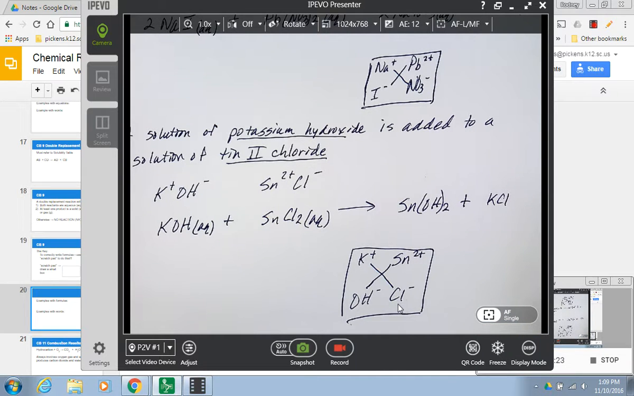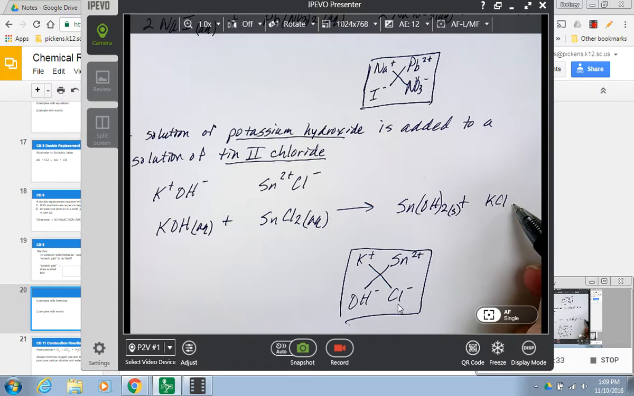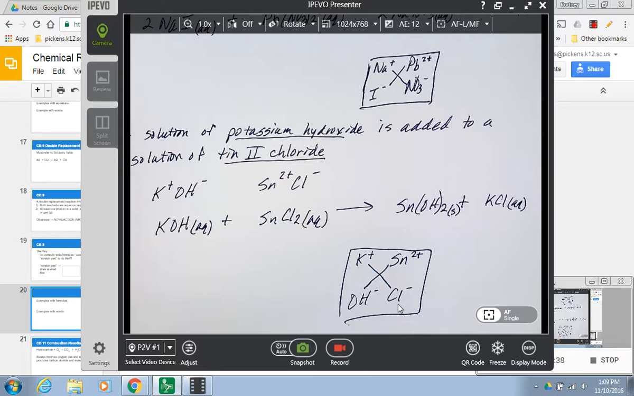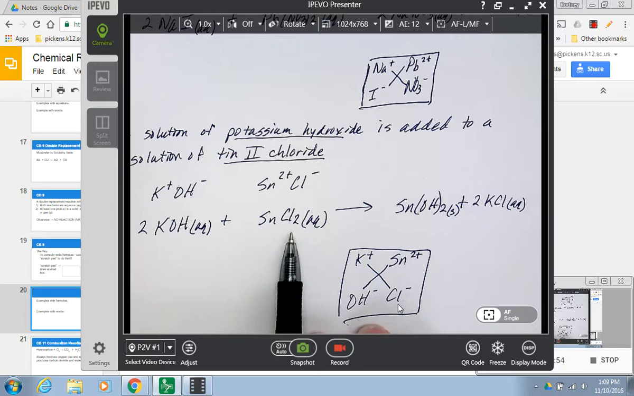All right, so we check our solubilities here, and we find that tin-2 hydroxide is insoluble. So we put an S right beside that one, and we find that potassium chloride is soluble, so this reaction will occur. Then we need to make sure that it is balanced. We need to put a 2 in front of the KOH, so we can get 2 OHs, and we need to put a 2 in front of the KCl so that we get 2 potassiums and 2 chlorines, and we have 1 tin, so it is all balanced.